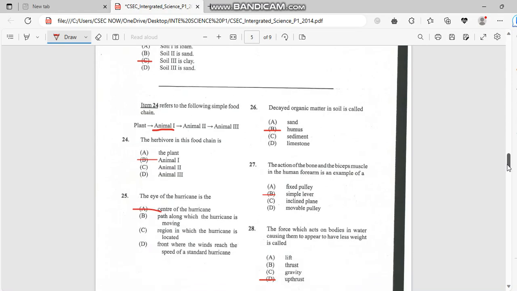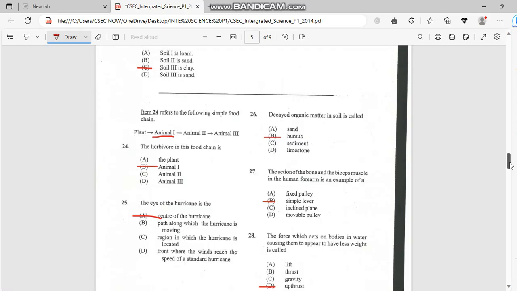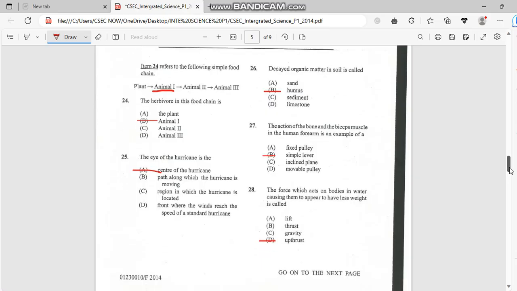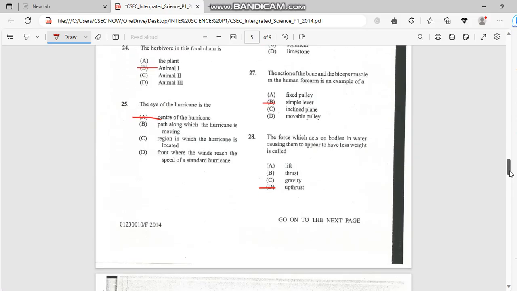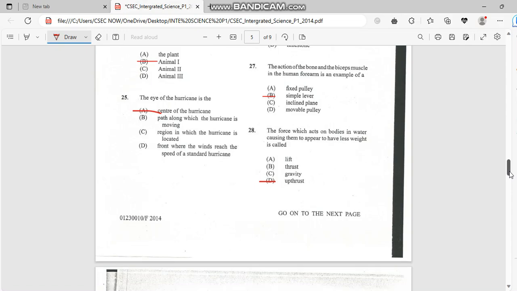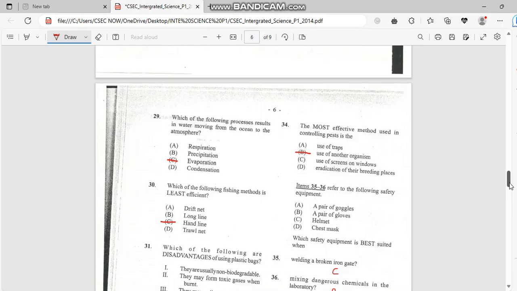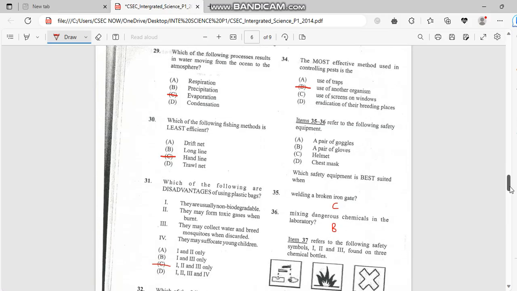Alright, number 25. The eye of the hurricane is the center of the hurricane. Number 26. The decayed organic matter in the soil is called humus. Number 27. The action of the bones and the bicep muscles in the human forearm is an example of a simple lever. Alright, guys. Number 28. The force which acts on a body in water, making it appear to have less weight, is called an upthrust. Number 29. Which of the following processes results in water moving from the ocean to the atmosphere? It has to do with evaporation.